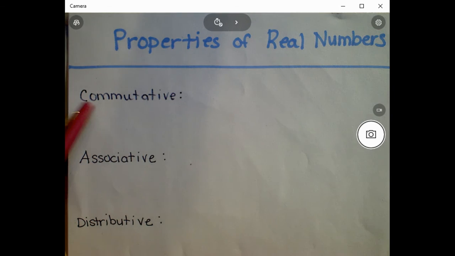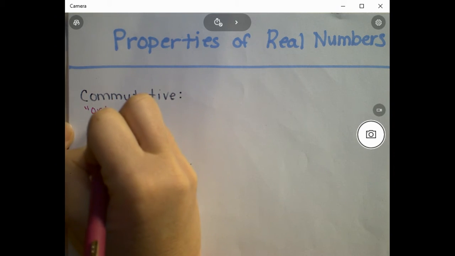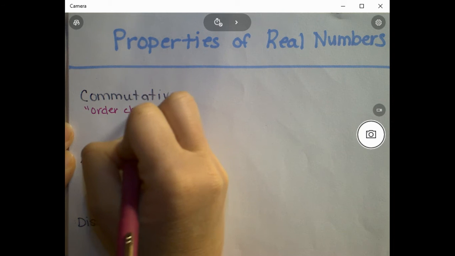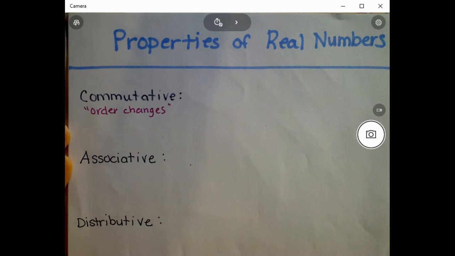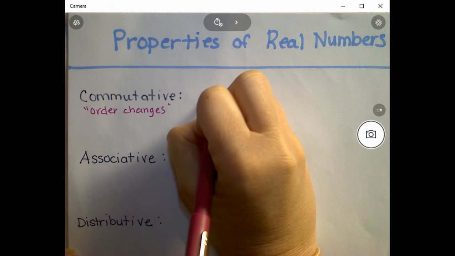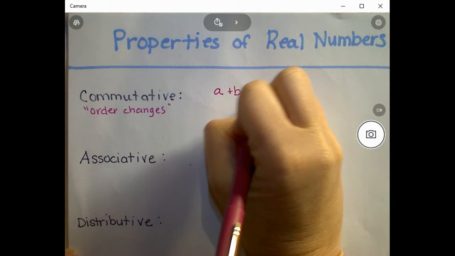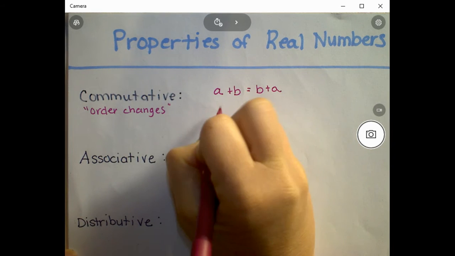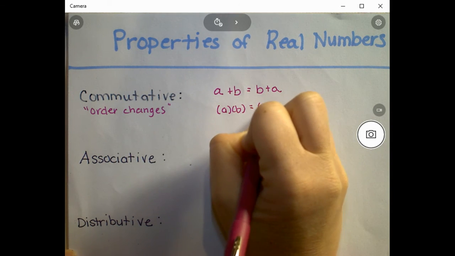First, there's the commutative property. That one changes the order. This property is only for addition and multiplication. In variables, it would be like saying a plus b is the same as b plus a, or a times b is the same as b times a.